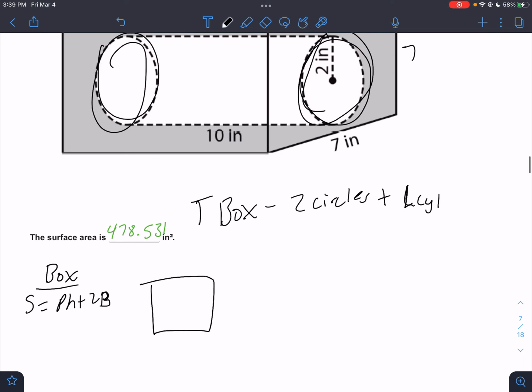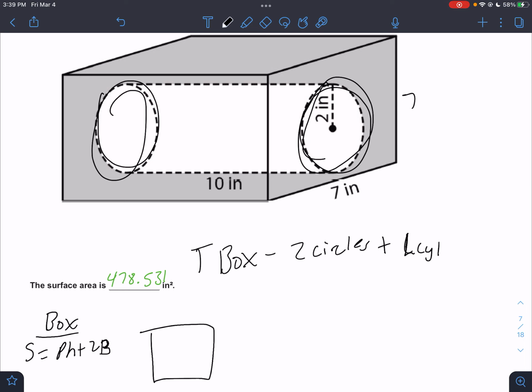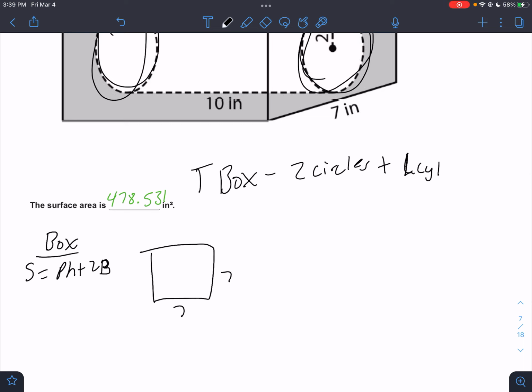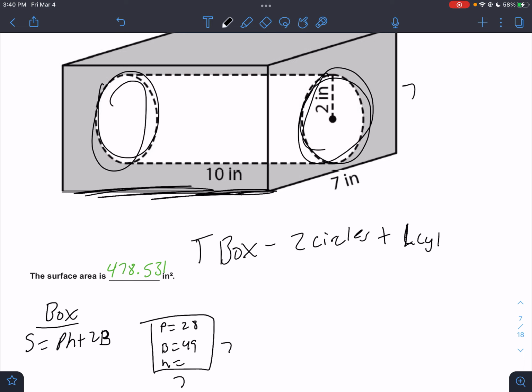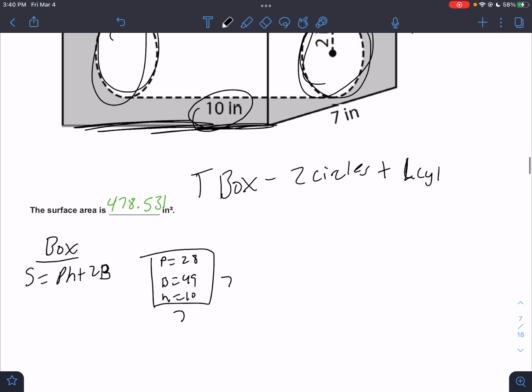I'm going to make the base the right side just because the cylinder is going left to right. Remember, with rectangular prisms, you get to pick the base. But I'm going to make the base be the 7 by 7 side. So the perimeter would be 28, and the area would be 49, and the height, how far is it from left to right? Well, according to this, it's 10. So the height's going to be 10. So the area of the box is pH, 28 times 10 plus 2 times 49, which is 378.